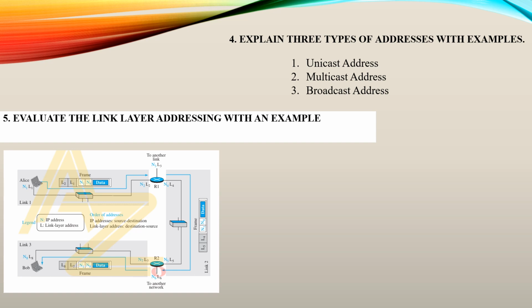So it has the frame data and N1, N2. N1, N2 is nothing but the IP address that is represented. Along with the IP address, you have labels L1, L2, which are the link layer addressing or local layer addressing. With these addresses, the data gets transmitted through different links or routers and reaches the destination. The L value and the N value keep changing to denote the number of links it is transmitting through and the number of IP addresses it is passing. So with this diagram, you have to explain how link layer addressing happens.